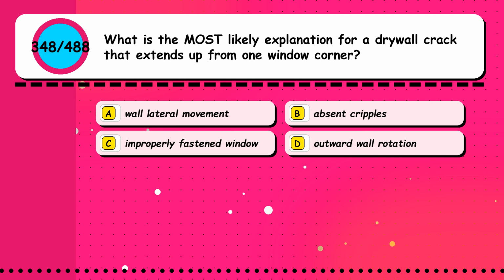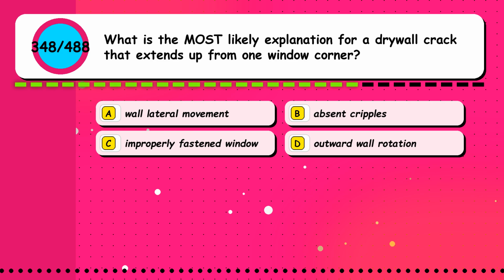Question 348. What is the most likely explanation for a drywall crack that extends up from one window corner? Option A, wall lateral movement. Option B, absent cripples. Option C, improperly fastened window. Option D, outward wall rotation.